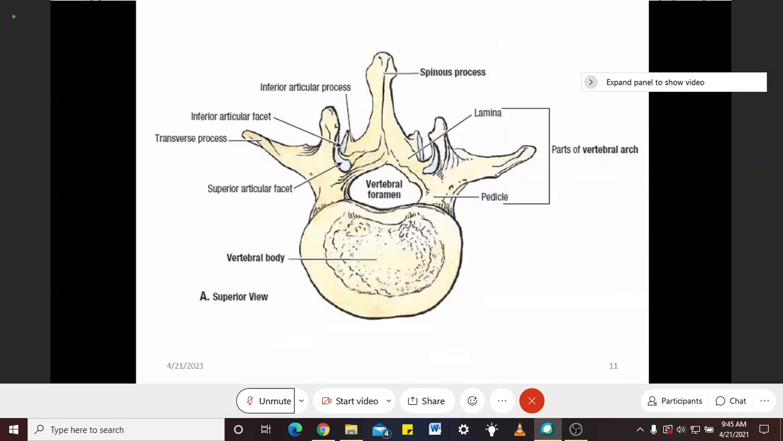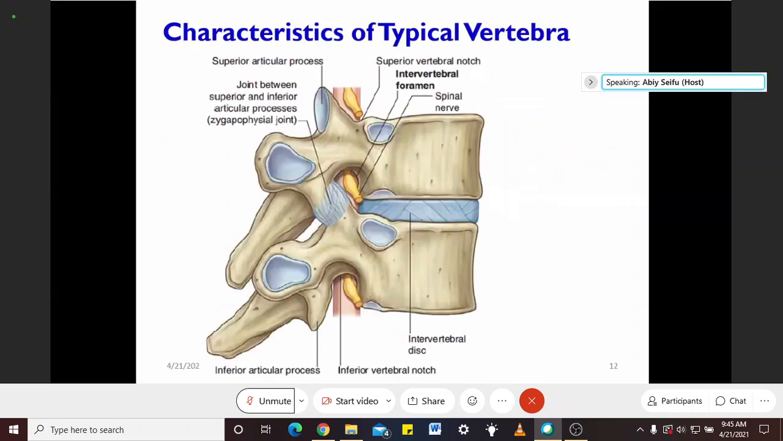Then on the superior surface of the pedicle, there is a notch, which is the superior notch, and there is also an inferior vertebral notch. Those notches, when articulated with another vertebra, form a foramen, which is the intervertebral foramen. This intervertebral foramen is used for the passage of a nerve, which is a spinal nerve.